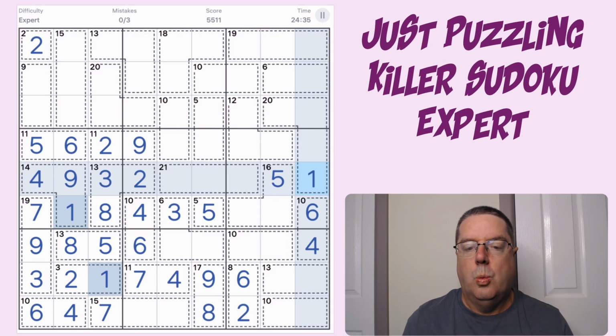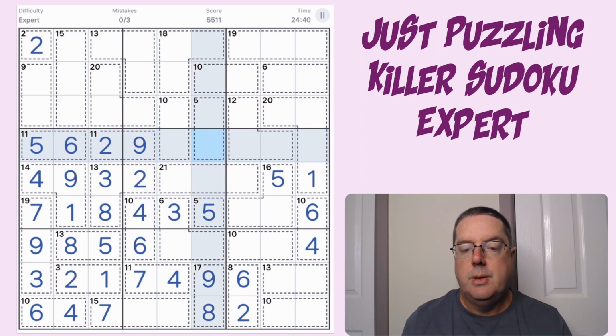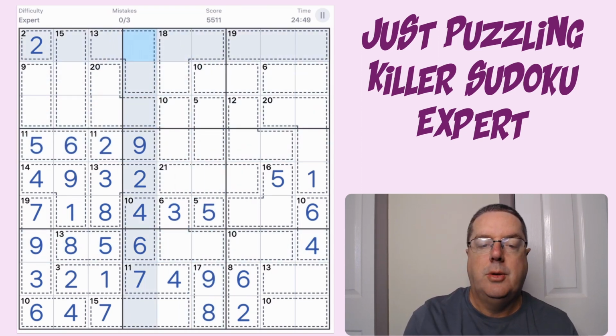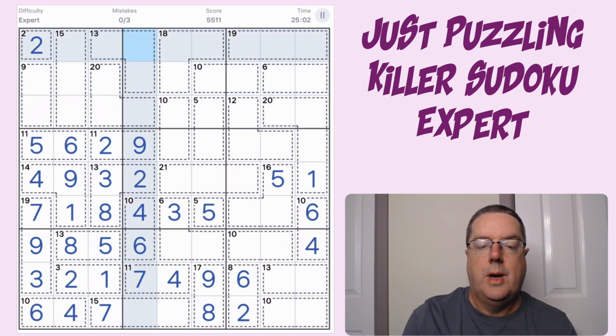Okay, so 1 can be here or here apparently, which they both make sense. 1 can be there, so 1's got to be there somewhere. So 1 is in the 13. Five and 7 could be 4 and 8, or 3 and 9.